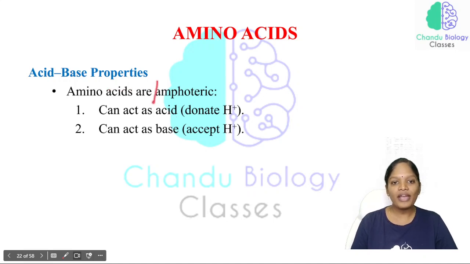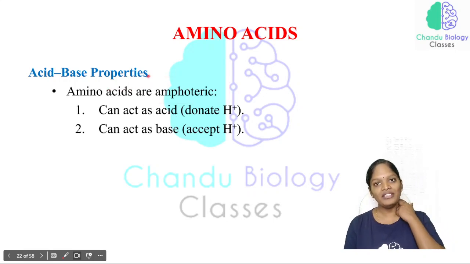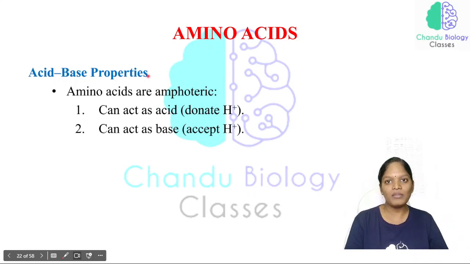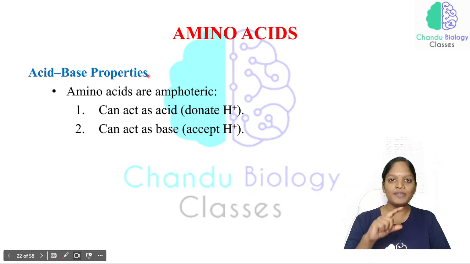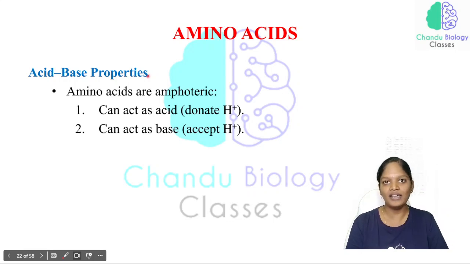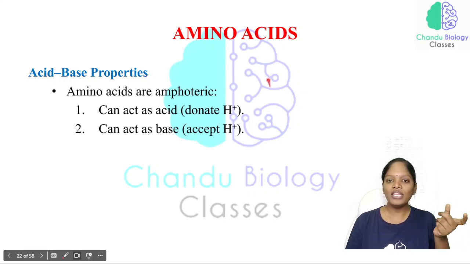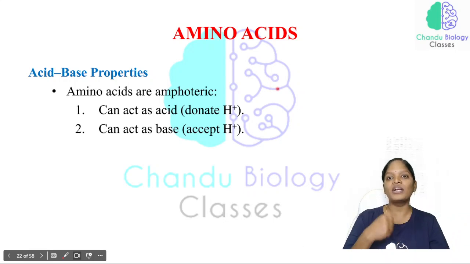Amino acids are amphoteric. Consider the plasma membrane: it has a lipid bilayer made of phospholipids, with a hydrophilic head and a hydrophobic tail. As both hydrophobic and hydrophilic parts are present in the same molecule, we call it an amphipathic molecule. In the same way, in the same amino acid, one group is donating a proton and one is accepting a proton. That is why we say amino acids are amphoteric.